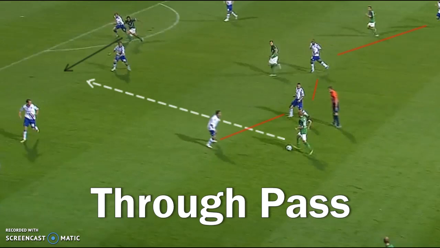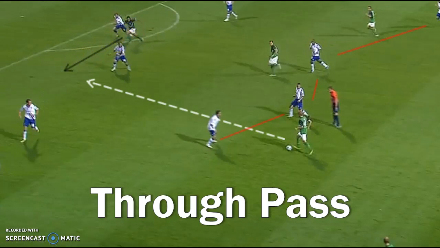So in this picture, you actually have a double through pass because this player right here in the green is passing it through a gap of defenders here and a gap of defenders here. So he found the gap and passed it between these two and is passing it into this open space. His teammate is right here and he's making a run onto the ball.